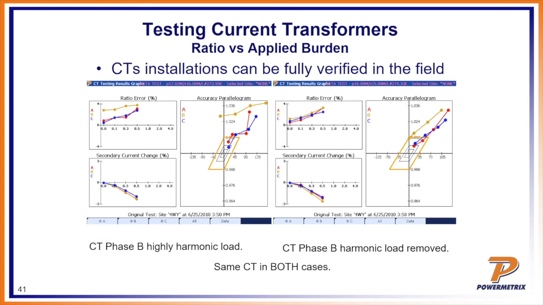So if you look at the parallelogram on the left, you'll see that B phase, which is that yellow phase, you can see how bad harmonics can affect that measurement. The error is way off compared to what's going on with the other two phases. However, if we remove that harmonic load, so it's a purely sinusoidal waveform, the accuracy comes within tolerance. It's not perfect, but it's much, much better than it was with the harmonics. It just shows how well that CT performs under harmonic conditions.